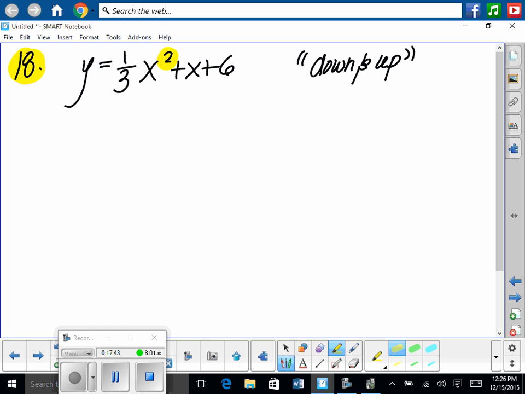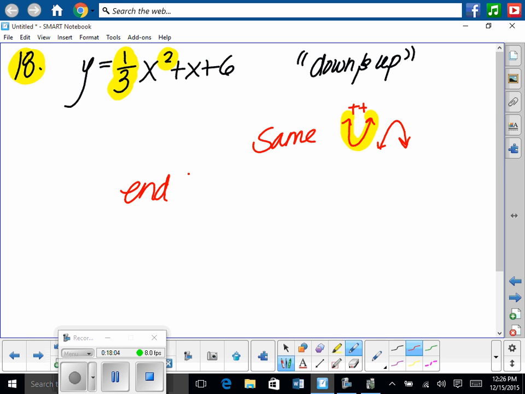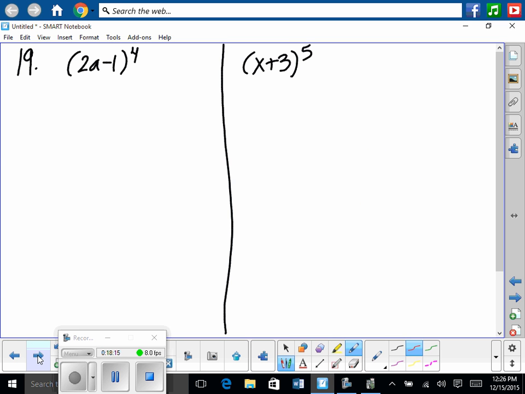If it's an even degree, it has the same end behavior. So we know it has the same end behavior, meaning it's either going to be up and up or down and down. Then the next thing you look at, is it positive or negative in the front? Well, positive 1/3, so it's positive, like a positive person. So we know that the end behavior is up and up. If you don't believe me, use your calculator. Look at it. Is the end behavior up and up? Yes, it is.